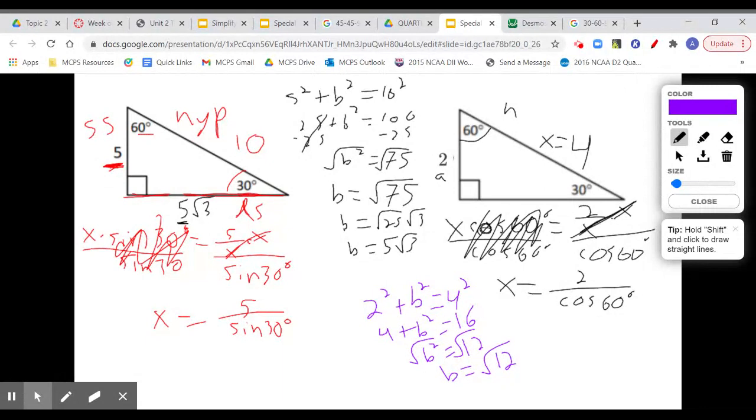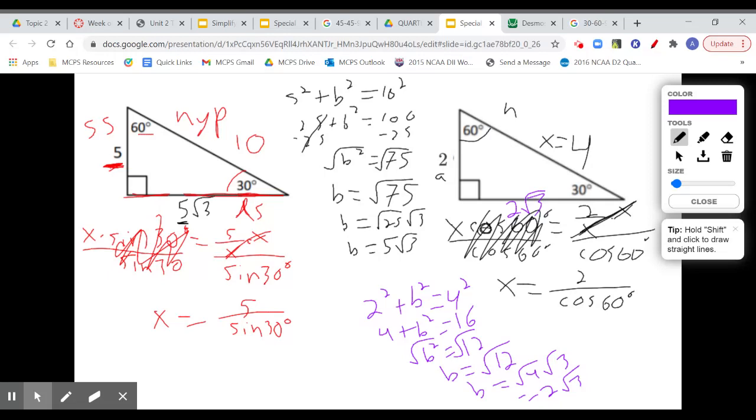But again, I'm looking for my largest perfect square that fits into here. There's only one perfect square that does fit, 4, because it's a pretty small number. So I'm going to rewrite b as the square root of 4 times the square root of 3. And the square root of 4 is 2, leaving us with the answer 2 times root 3.